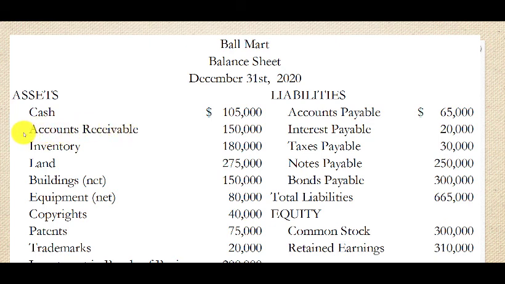You'll notice the assets are listed in order of liquidity, meaning how fast they can be converted to cash. So cash is always the most liquid asset, but the next most liquid, of course, is accounts receivable. Then you have inventory, and then you get into things that are not very liquid. You got land, buildings, equipment, copyrights, patents, trademarks, things. Then you have liabilities, and they all have something in common. They all have the word payable on them. Anything with the word payable in it is a liability, and that just represents amounts of money that we owe others.